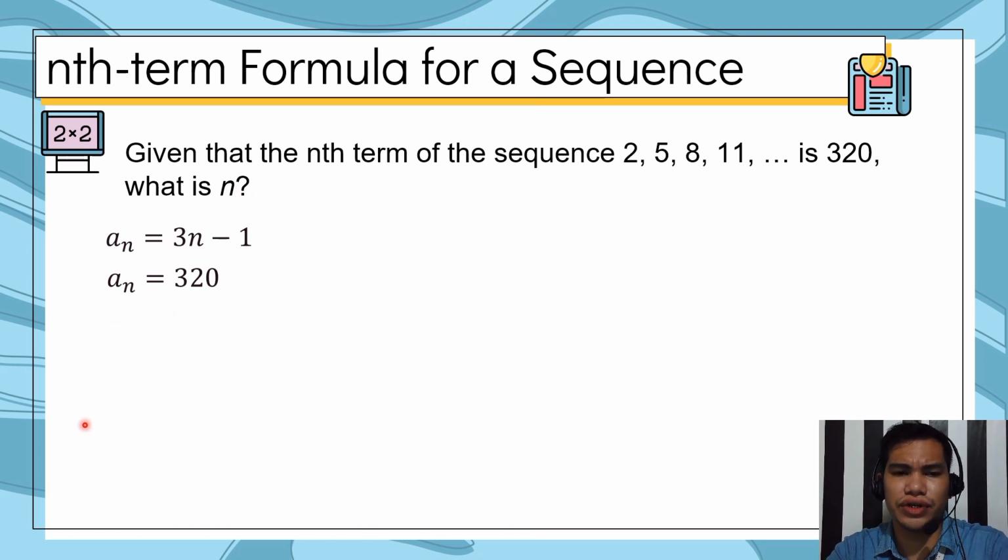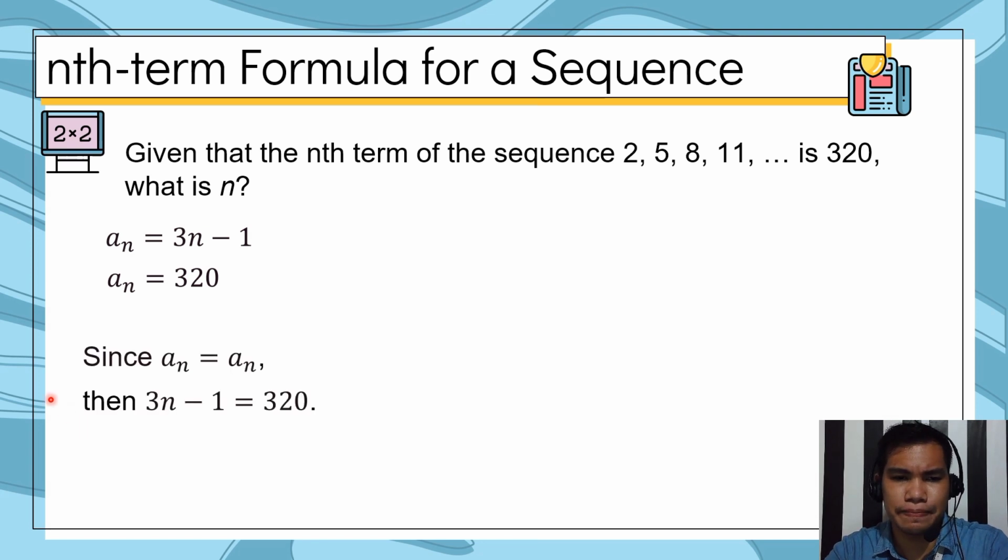Now, what can we do? Take note that a sub n is equal to a sub n, meaning these two expressions are equal. Then that would mean that our 3n minus 1 is equal to 320. Since 320 is a sub n and 3n minus 1 is also a sub n, the two are equal. It is that easy. And then let's solve for the value of n.